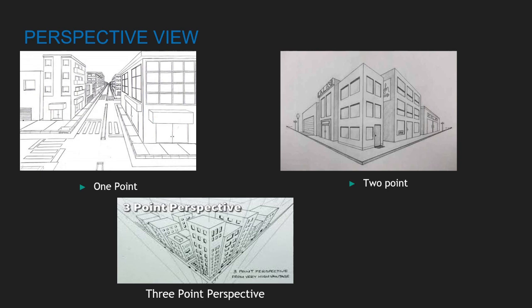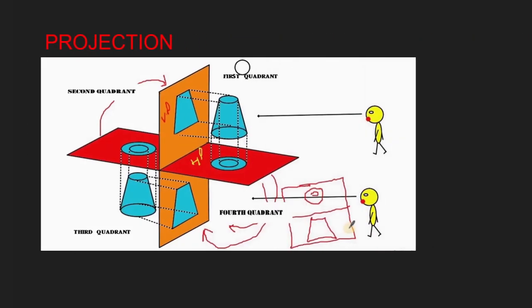1 point means only one point will be focused. Every line we draw in the model will end at a single point, that's 1 point. If we take 2 point, there will be 2 points placed, and the lines will be connected to those points. For 3 point, we have 3 points, the same way we did for 1 point and 2 point. These are the views.